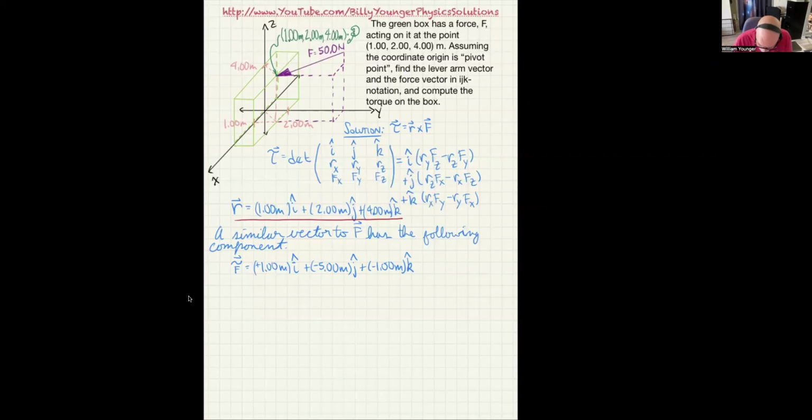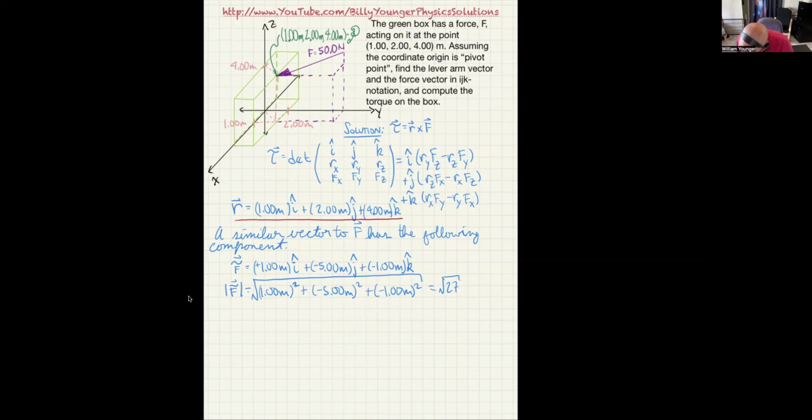Now, it does turn out that the Pythagorean theorem is true in 3 dimensions too, so it's not just x squared plus y squared is equal to the hypotenuse squared. You could also say x squared plus y squared plus z squared, square root of that is equal to the magnitude. So we can do that as well. So what I'm going to do is find the magnitude of F tilde, and that would be 1.00 meters squared plus negative 5.00 meters squared plus negative 1.00 meters squared. Take the square root of all that, and we're going to get 1 plus 25 plus 1. That would be the square root of 27.